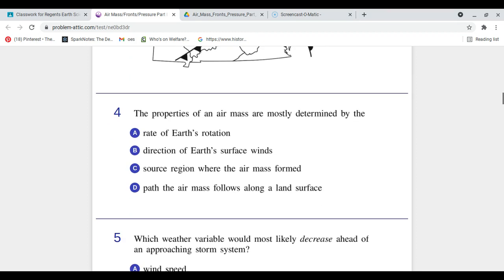Alrighty. Number 4. The properties of an air mass are mostly determined by what? The rate of the Earth's rotation, the direction of Earth's surface wind, the source region where that air mass formed, the path the air mass follows along a land surface. Which 2 can we get rid of? C and D. I would definitely get rid of those, since the properties of an air mass have nothing to do with Earth's rotation. Okay? So it's really not A or B.